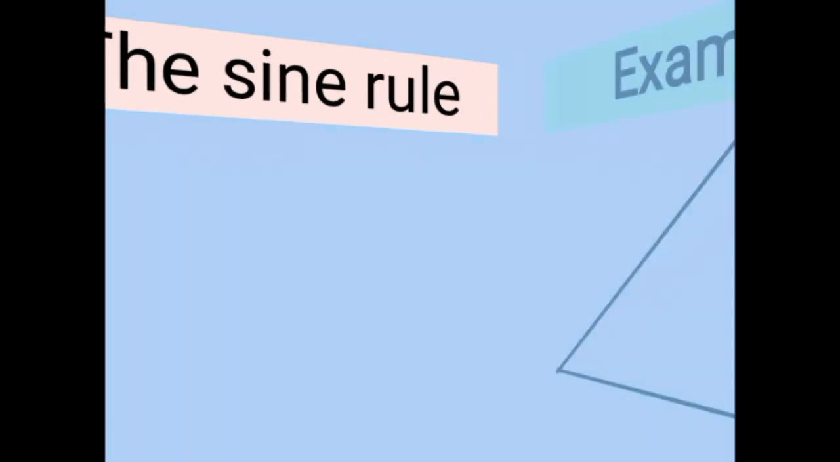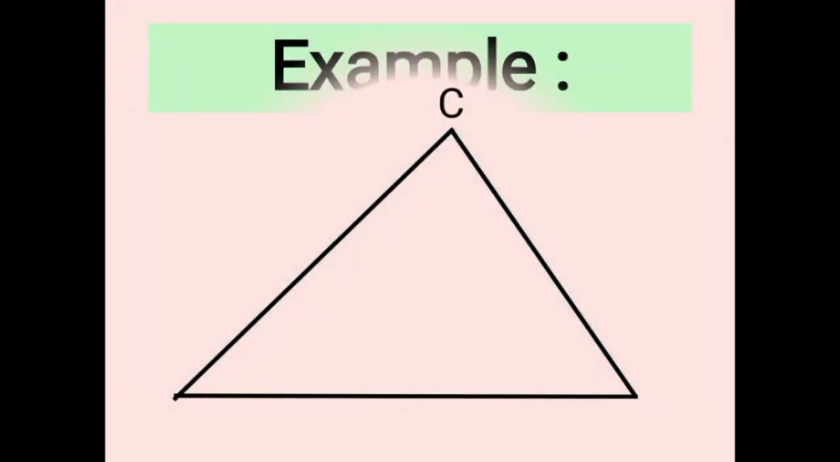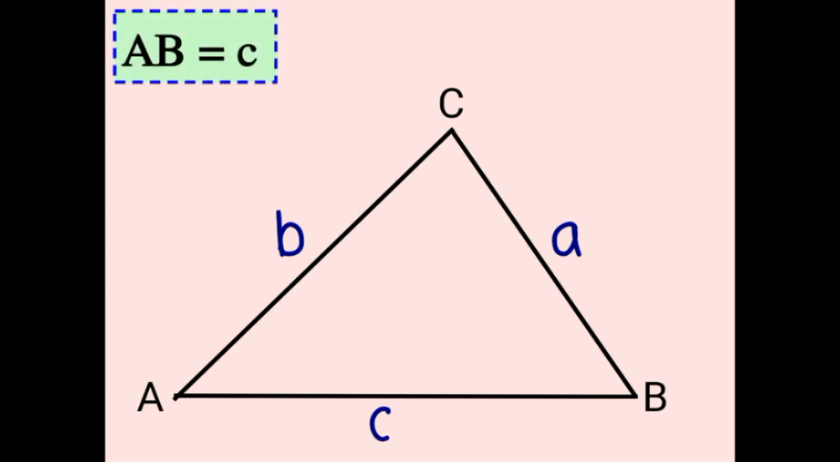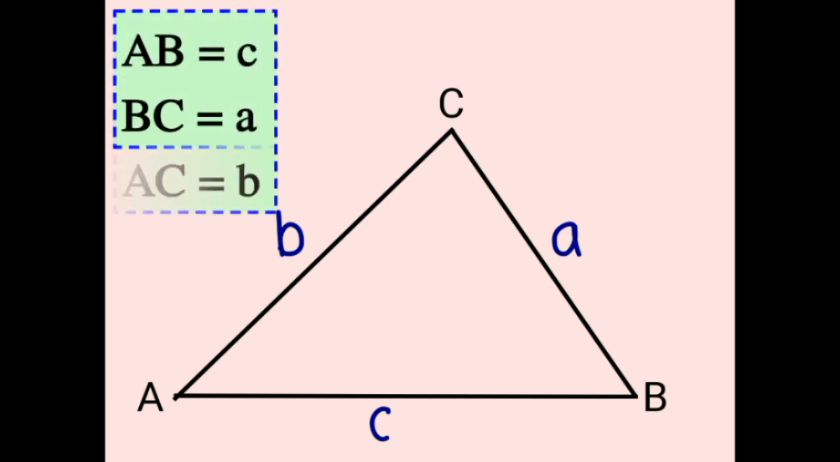The sine rule can be used to work out missing sides or angles in triangles. Now let's take this triangle labeled ABC. The lengths of the sides of this triangle are a, b and c. The length of the side AB is c, BC is a, and AC is b.